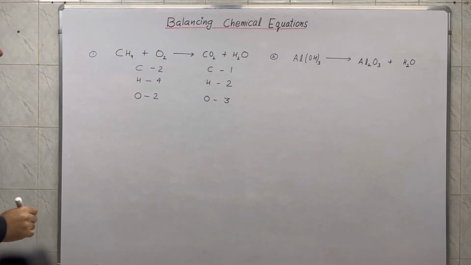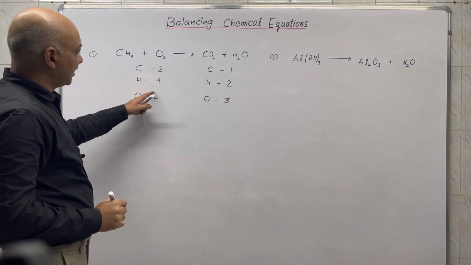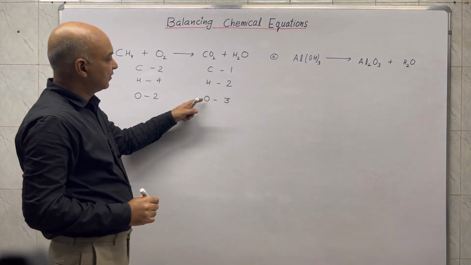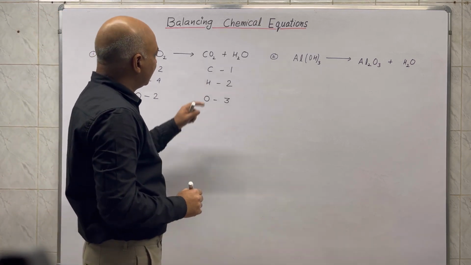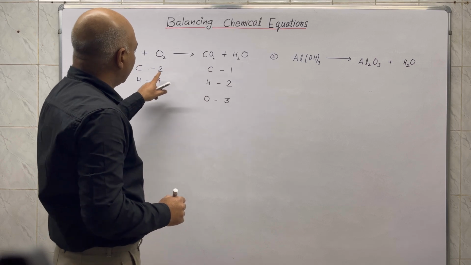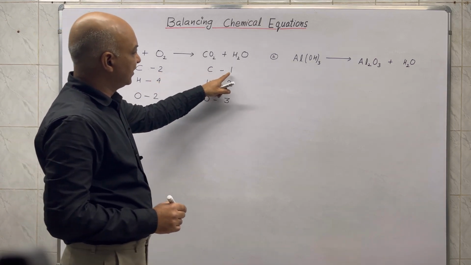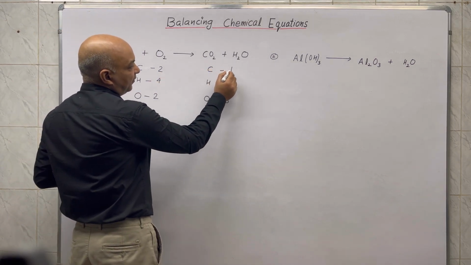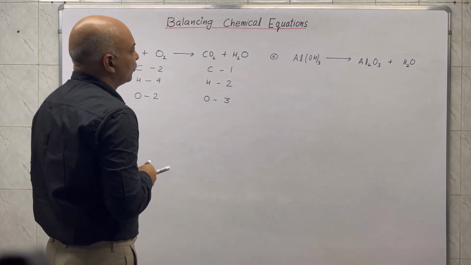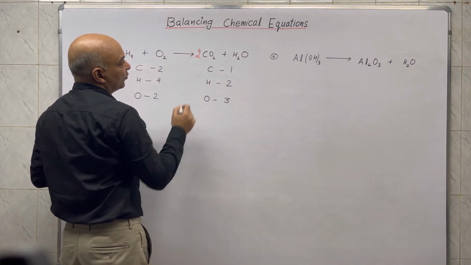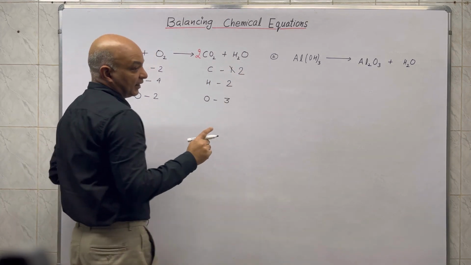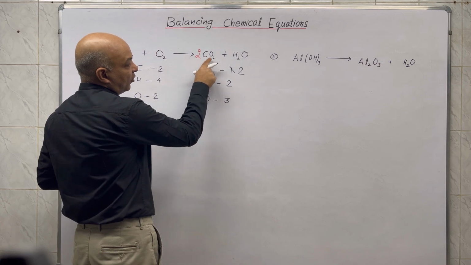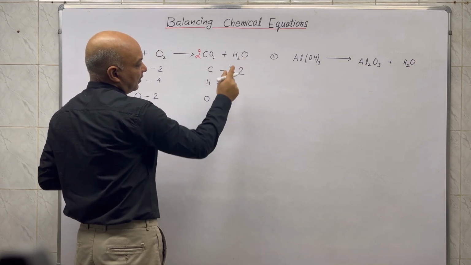Now, as you can see, none of the atoms are already balanced here. So we may start with any atom first. So let us start with carbon. Here carbon is 2 atom, here is 1. So I will multiply CO2 by a 2 so that my carbon becomes 2, but apart from that, oxygen also changes to 2 into 2, 4 plus 1, 5.